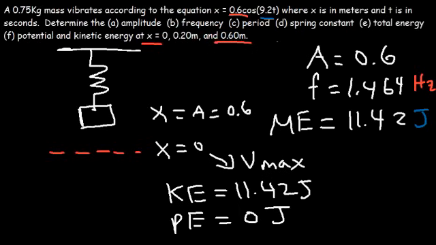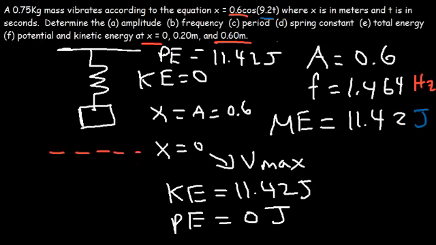Now what about the other extreme, when x is 0.6? When it's fully compressed or stretched, the kinetic energy will be 0 at this point, but the potential energy will not be 0. It's going to be 11.42 at a displacement of 0.6. So whenever it's fully stretched or compressed, it's not moving, the velocity is 0, and all of the energy is stored in the form of potential energy. But at the equilibrium position, it's moving at its greatest speed. There's no restoring force at that point, so all of the energy is in the form of kinetic energy, and there's no potential energy.